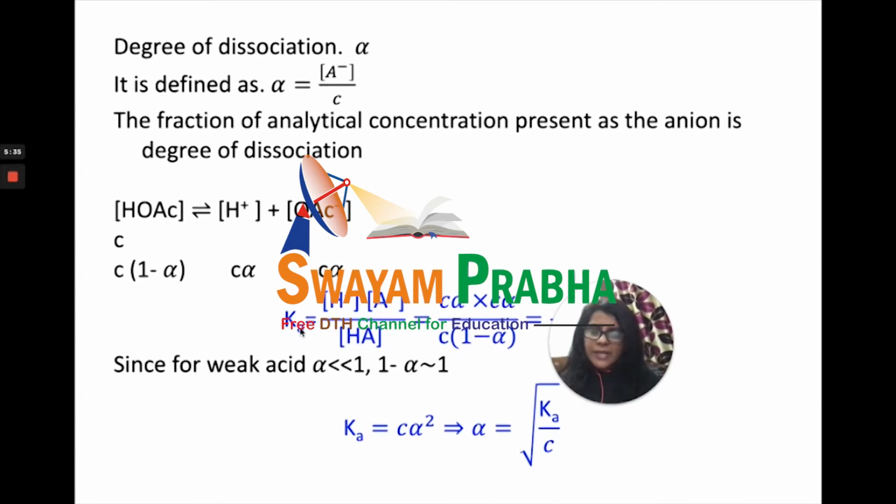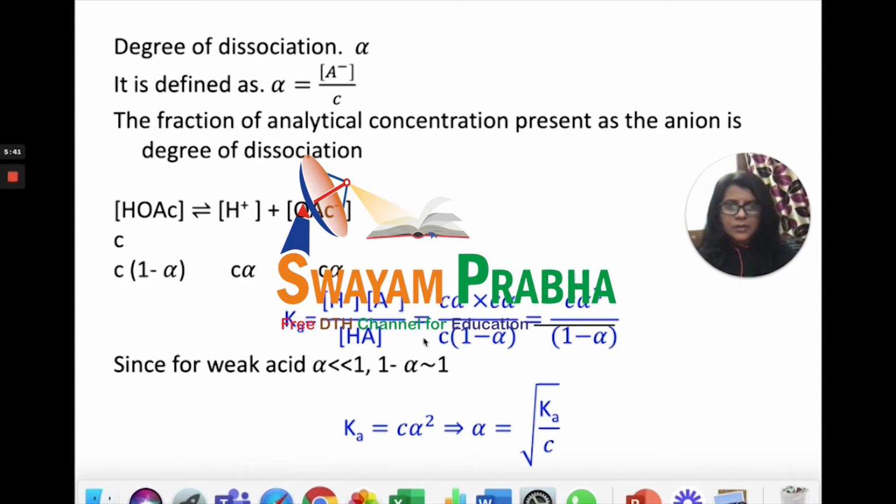So if my Ka is equal to [H+][A-] upon [HA], and I substitute the values Cα into Cα upon C(1 minus α), I get Cα² upon (1 minus α), right? You must try and recall what you've done in 11th standard. We are just repeating the same thing.